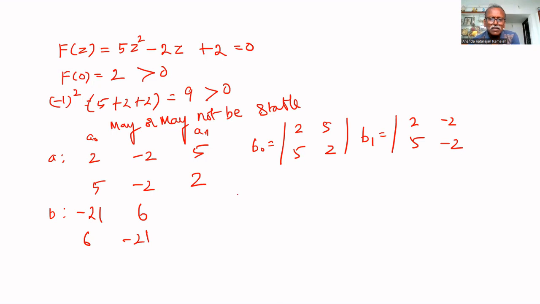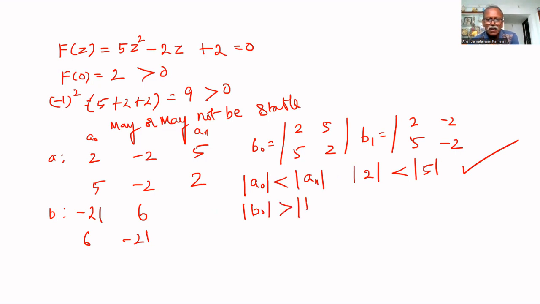So now we have to check the conditions. What is the first sufficient condition? Modulus of A naught must be less than modulus of An. Modulus of A naught is 2, which is less than modulus of 5. The first condition is satisfied. The second condition is modulus of B naught must be greater than modulus of Bn minus 1. B naught is minus 21, so modulus 21 should be greater than modulus of 6. Yes, that is also satisfied. Therefore, the given system is stable.